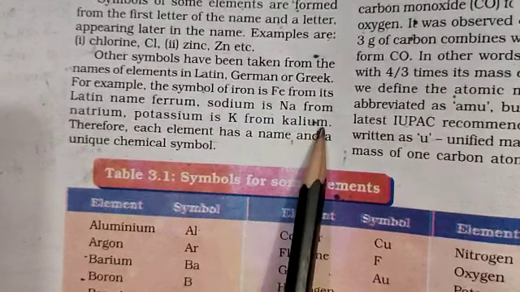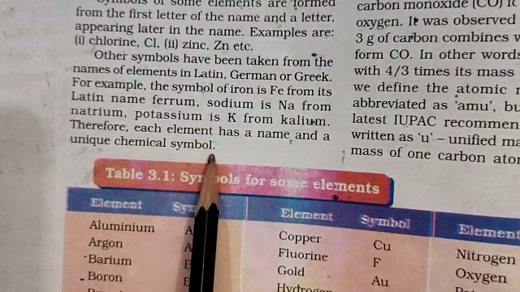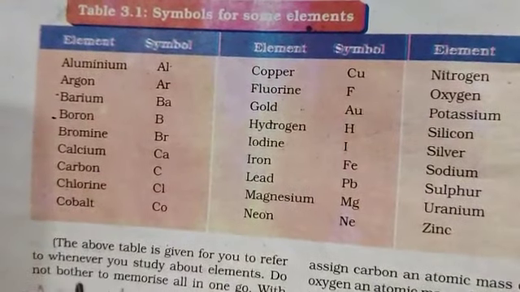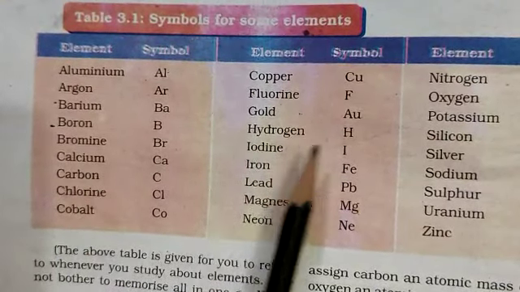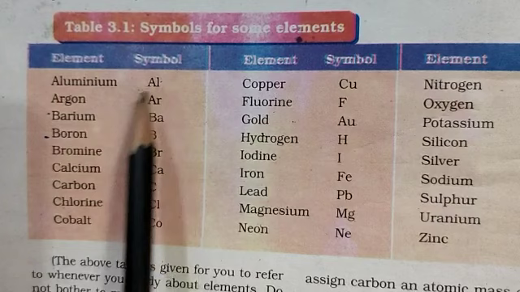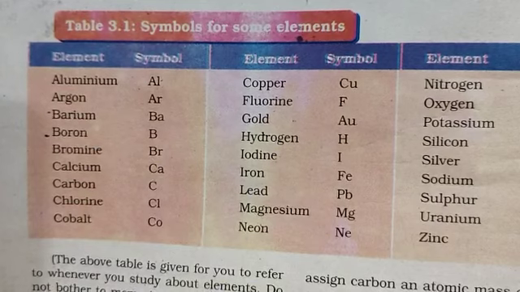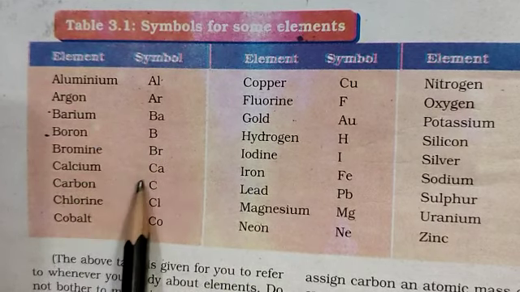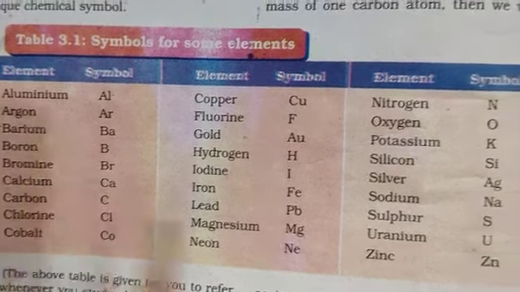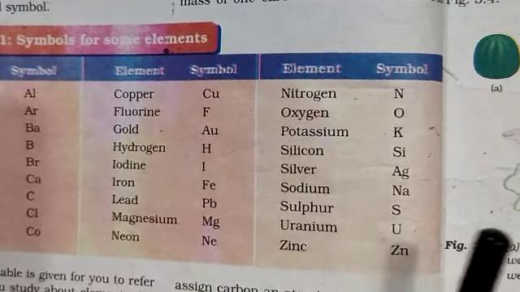Therefore each element has a name and a unique chemical symbol. Now we will talk about this table. In this table you have been given symbols of a few elements, and these symbols you have to learn. For aluminium we are using Al, for argon Ar, barium Ba, boron B, bromine Br, calcium Ca, carbon C, chlorine Cl, cobalt Co. Like this we can go through all the symbols, and we have to remember these symbols.